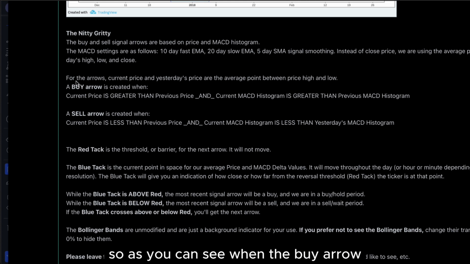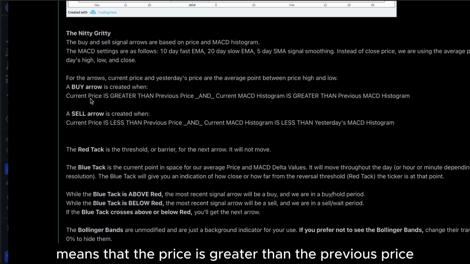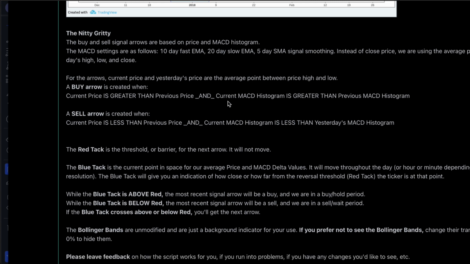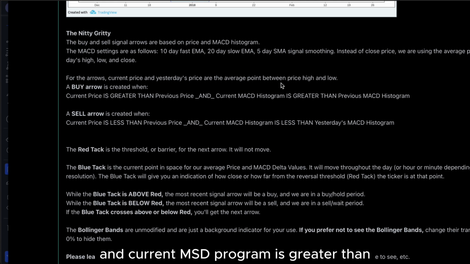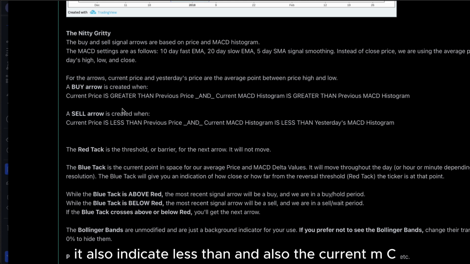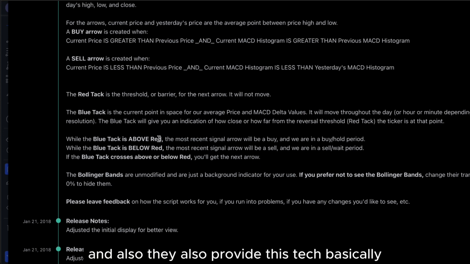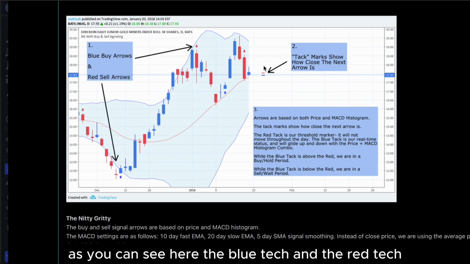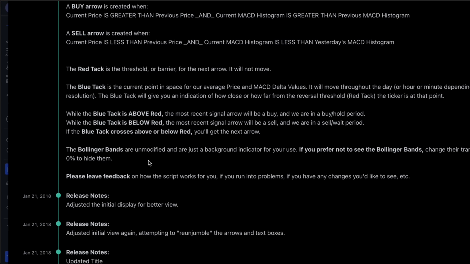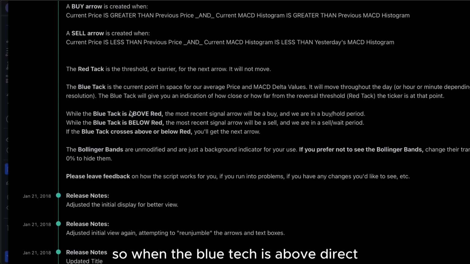As you can see, when the buy arrow is created, it means that the price is greater than the previous price, and the current MACD histogram is greater than the previous one. Vice versa, the sell arrow indicates the price is less than before, and the current MACD histogram is less than yesterday's. They also provide this tag, the blue tag and the red tag. When the blue tag is above the red tag, the recent price is considered a buy signal. When the blue tag is below the red tag, we are at the sell signal.